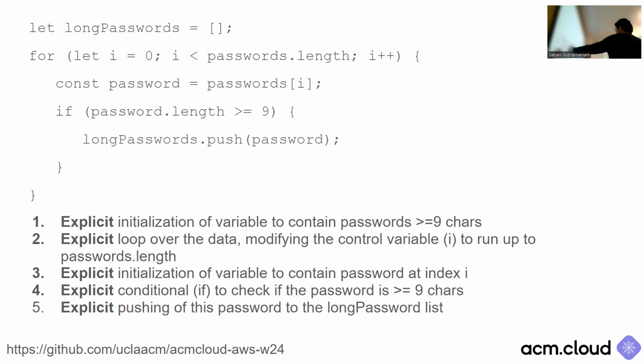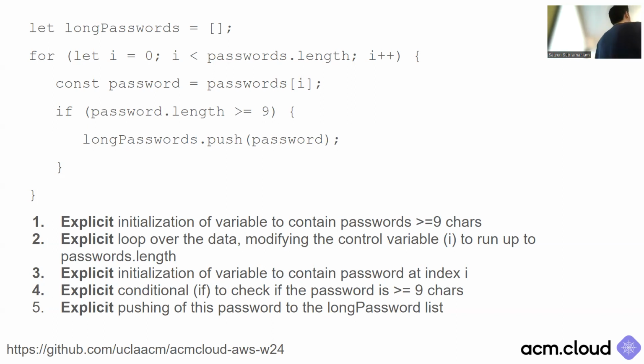So there's an explicit initialization of the variable to contain the password at index i. In this case, we're explicitly saying, let's grab the certain password from our passwords list at index i. And again, we're explicitly defining the control flow by a conditional. If the password length is greater than or equal to 9, then we'll push it onto our longPasswords list. So we pretty much define the entire control flow of our program. We're telling our program that it's going to do a for loop.